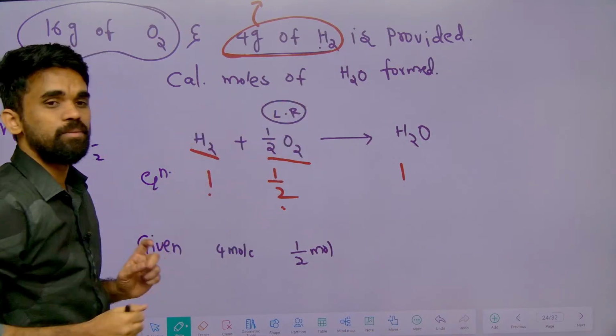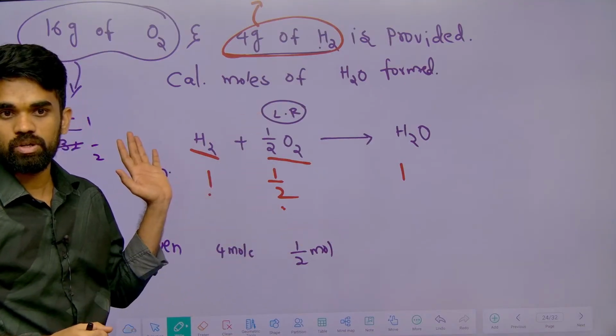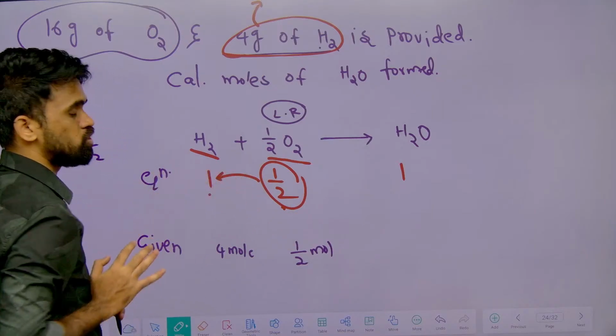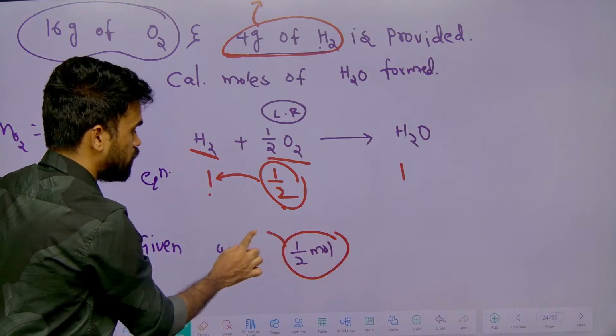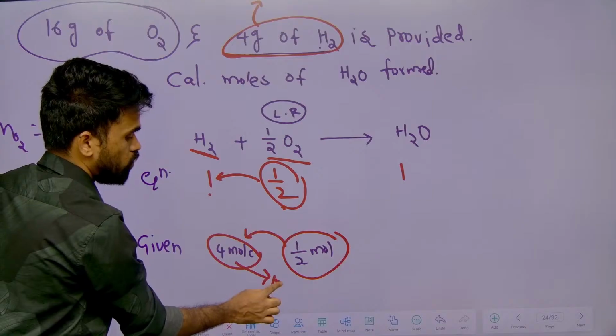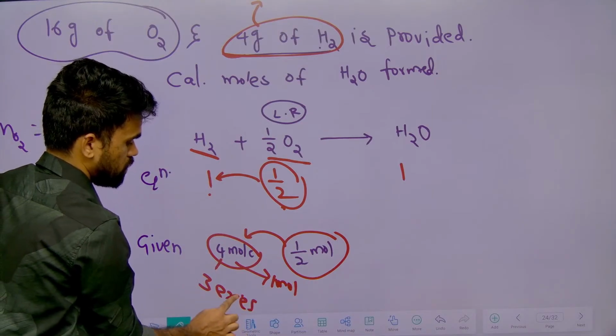After identifying the limiting reagent, your calculation should be with respect to the limiting reagent only. So for every half mole of O2, how many moles of H2 is required? 1 mole. So out of this, I can only use 1 mole. The remaining will be in excess.